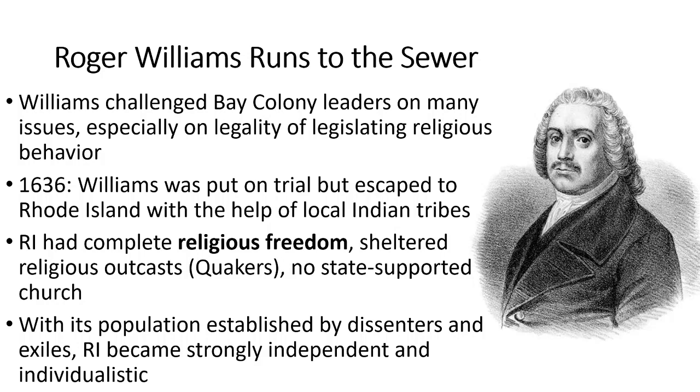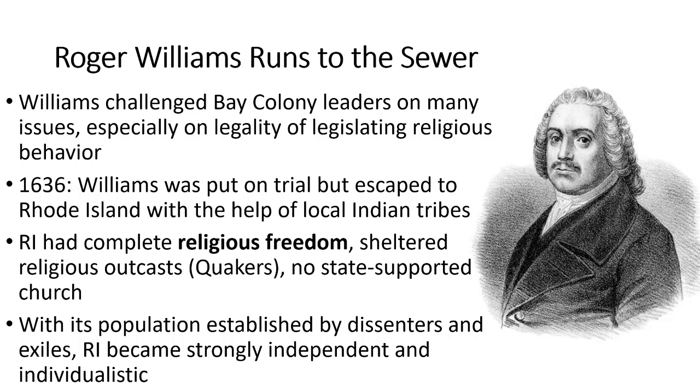So what Roger Williams ends up doing is getting put on trial for challenging Winthrop and the other leaders. Luckily for him, he does escape, and with the help of the local Indian tribe, is able to create his own colony. He does pay those Native Americans for their land and treats them fairly, and he begins to attract a specific group of people that we would call religious dissidents or outcasts, like Quakers.